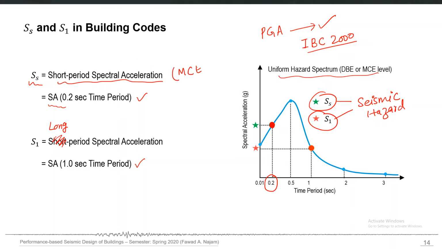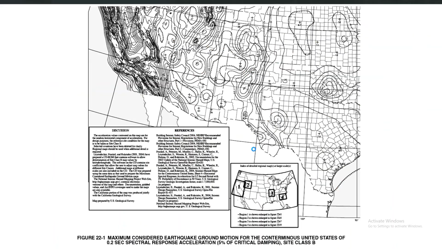So this is by default MCE level. So we assume that if we have the MCE level spectrum, these 2 points on that spectrum are the SS and S1 values, and they will be used for the purpose of calculating the effective earthquake forces or base shear in the equivalent static procedure according to some latest codes.